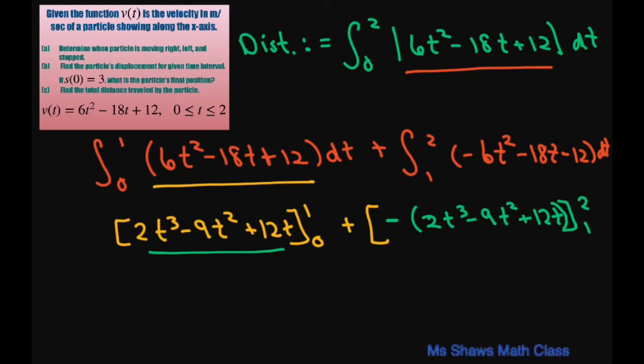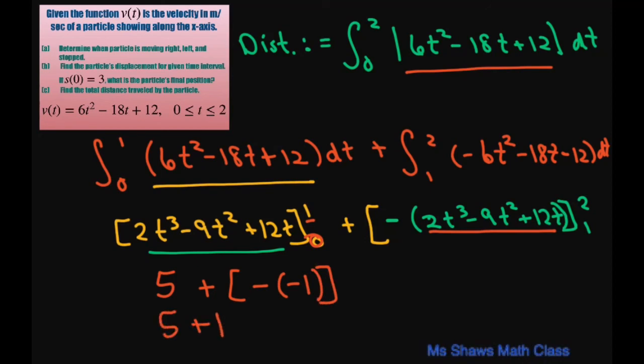All right, now this piece is going to be, when you substitute in 1, you're going to get 5. And then when you substitute in 0, that's going to go away. Now for this piece, you're going to get plus, negative, and when you substitute in 2 and then subtract the 1, you're going to get a negative 1. So this is going to end up being 5 plus 1 equals 6. And I'll leave you to plug these in, and you use the calculator if you want.